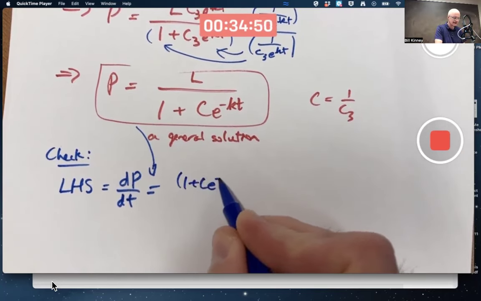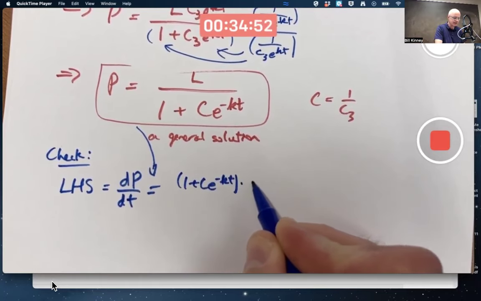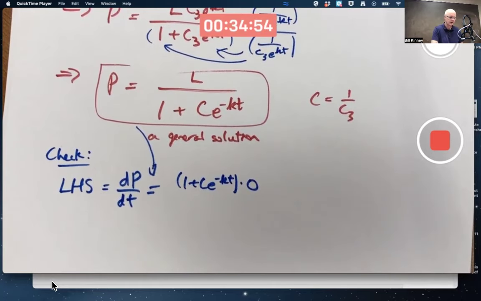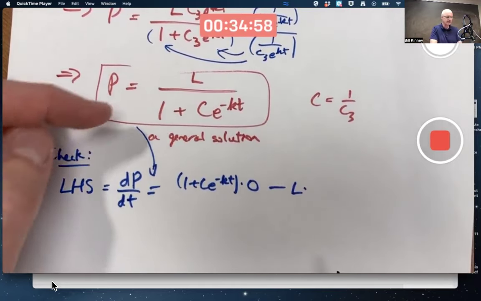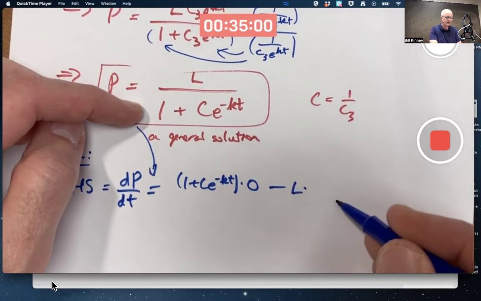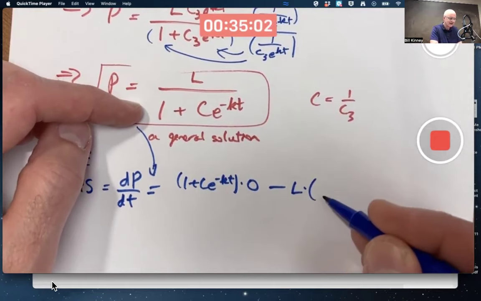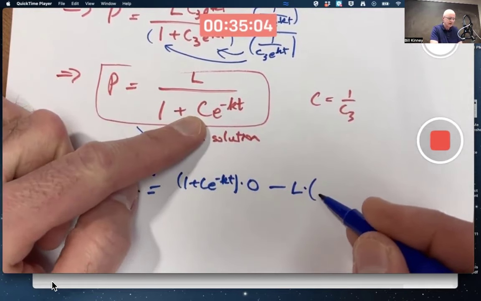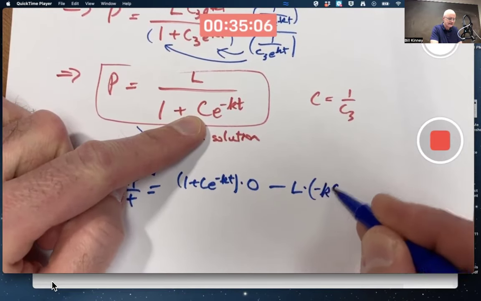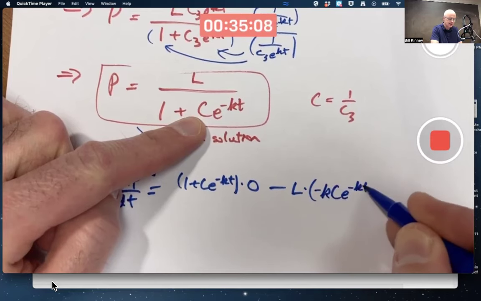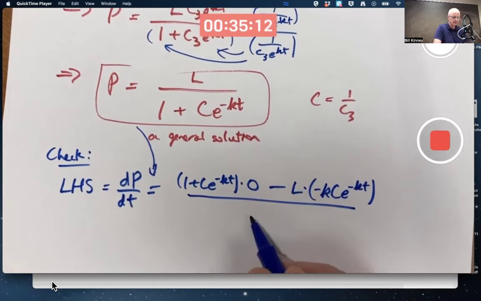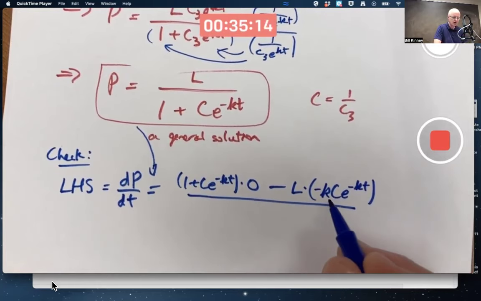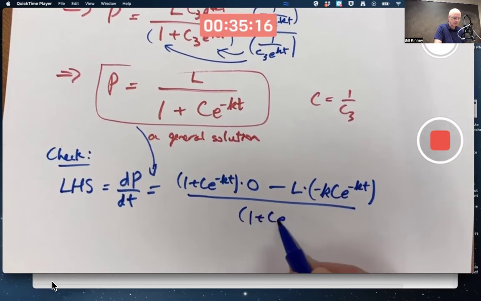Low d high, the derivative of L is 0. That's low d high minus high d low. If I take the derivative of the bottom, the derivative of 1 is 0. I get, from the chain rule, the derivative of that is negative kc e to the negative kt. An extra factor of negative k comes into play because of the chain rule. Low d high minus high d low over the square of what's below.